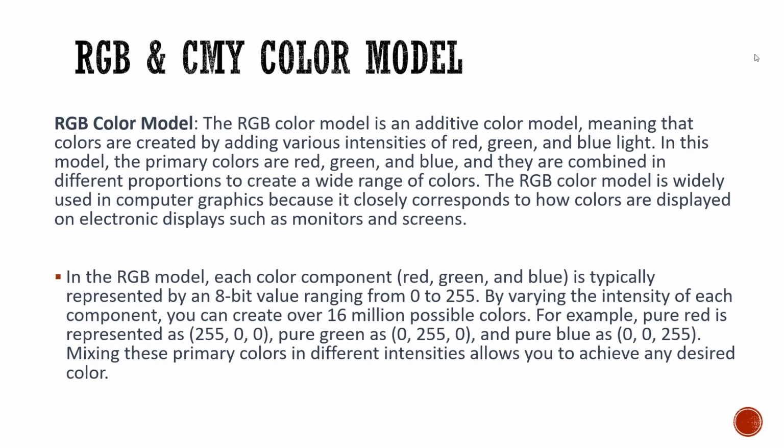The RGB color model is widely used in computer graphics because it closely corresponds to how colors are displayed on electronic displays such as monitors and screens. In the RGB model, each color component, red, green, and blue, is typically represented by an 8-bit value ranging from 0 to 255. By varying the intensity of each component, we can create over 16 million possible colors. For example, pure red is represented as 255, 0, 0, pure green as 0, 255, 0, and pure blue as 0, 0, 255. Mixing these primary colors in different intensities allows you to achieve any desired color.